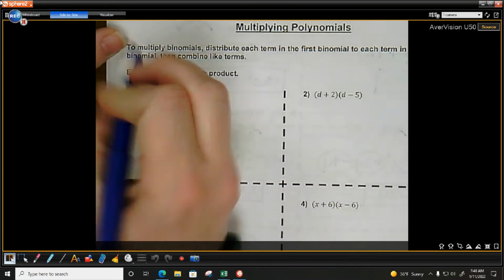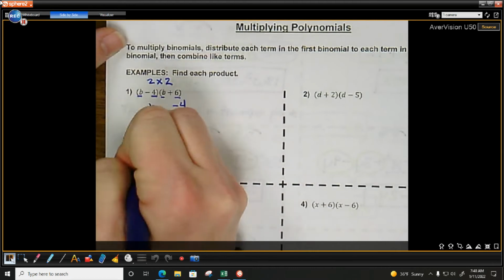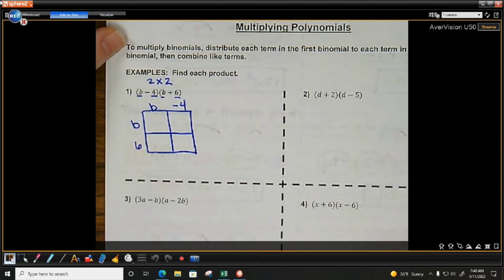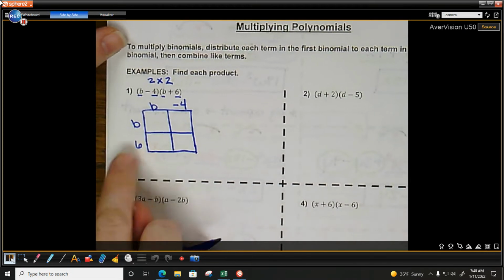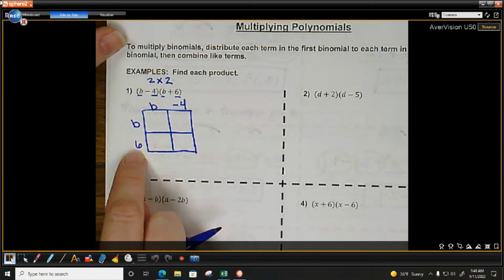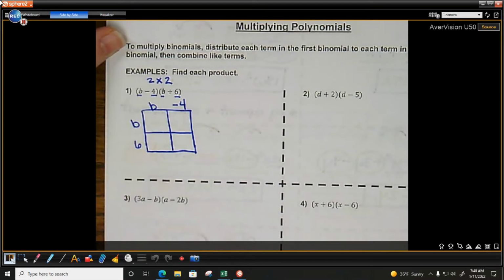B and then 6. Do I need to put the +6? Or if I have a 6, is it understood that it's positive? Understood that it's positive. So I don't need to put the plus in front of the 6, okay? Is it wrong if you do? No, but it's just going to save you some space. Okay? Now again, this is exactly like you did your Punnett squares.